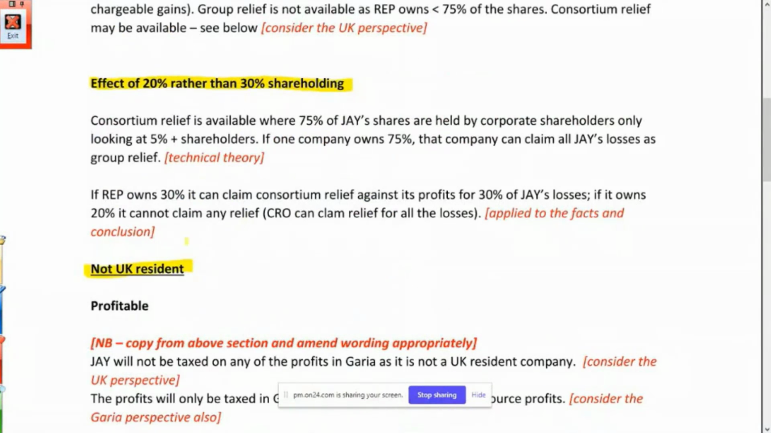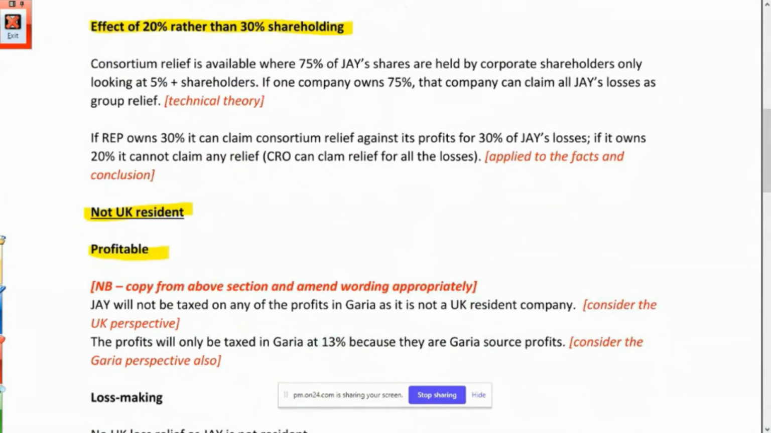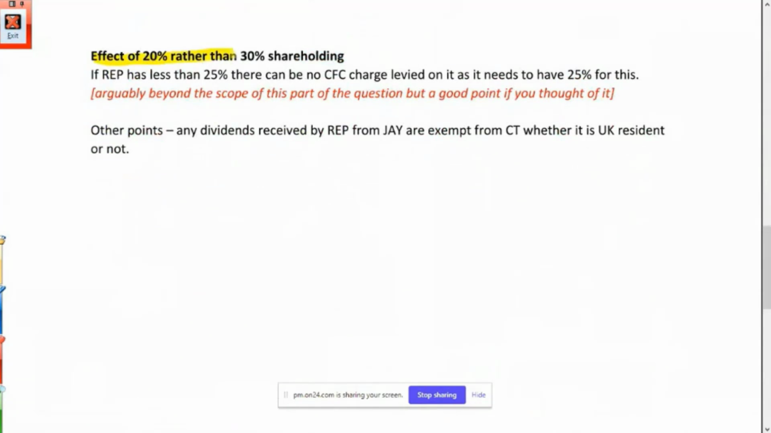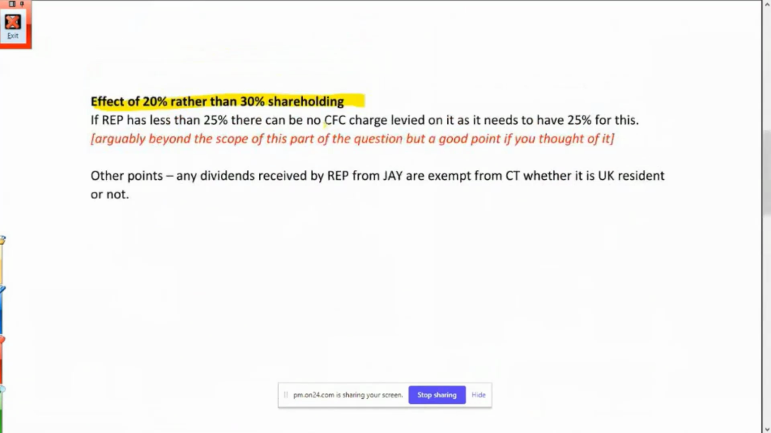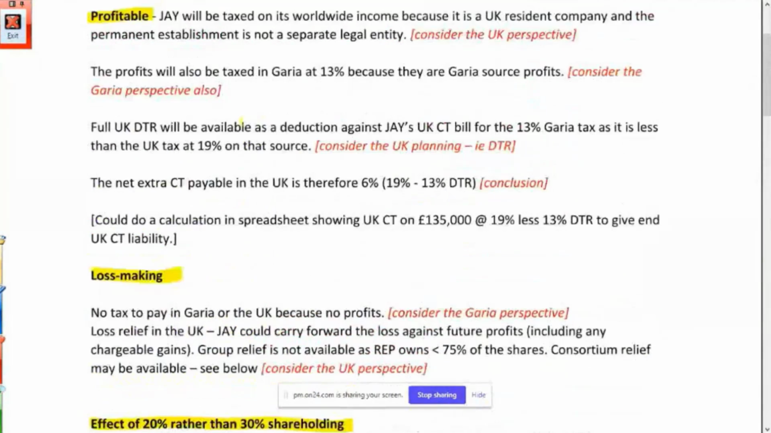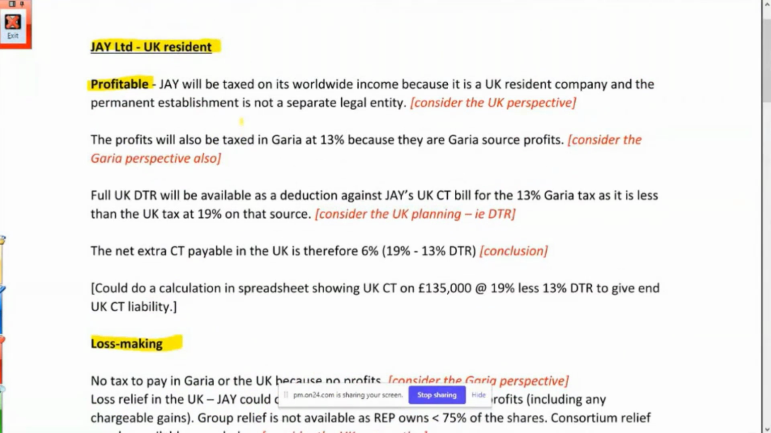I'm going to go through this, so don't worry, I'm just flipping through the detail. Profitable, loss-making, and effect of 20% or 30%. So now I'm going to write in something. And remember, this is only 9 marks, so if I want to write something under each of these headings, it's probably not going to be a huge amount. I've written what would get you the full 9 marks. Okay, that's a tall order, and you're not expecting yourself to get the full 9 marks. It'd be great if you did, but you're not expecting that. So this is really an all singing, all dancing full answer. Okay, so let's go through it.